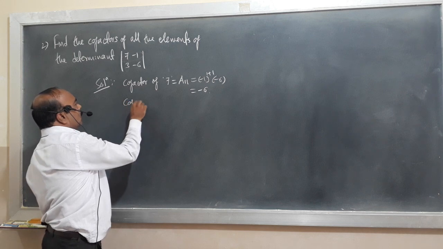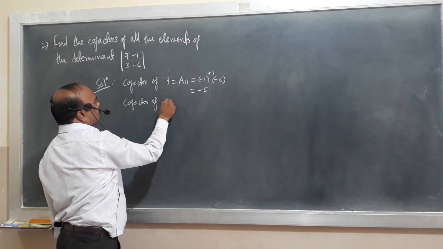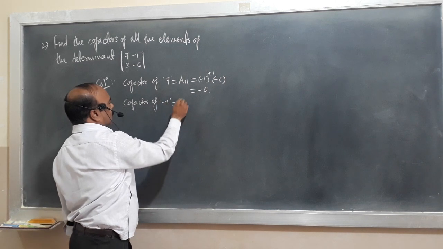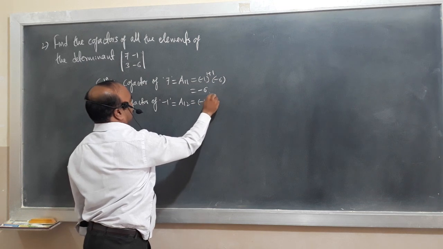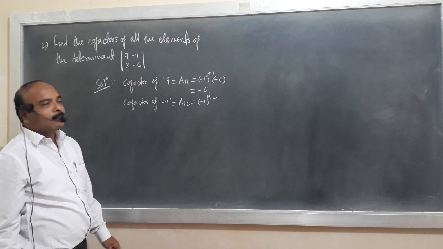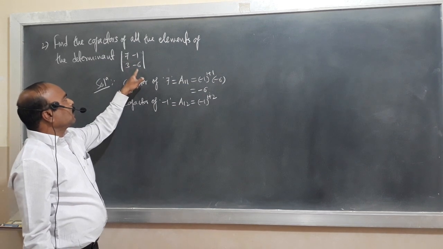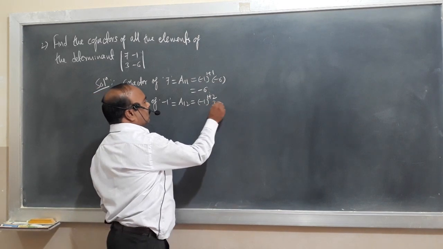Next, the cofactor of the second element, that is minus 1. It is A12. It is given by minus 1 power 1 plus 2 into the minor of this element. Deleting this column and this row, we get 3.